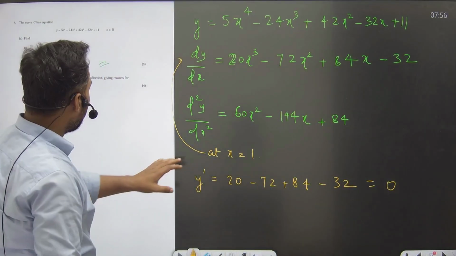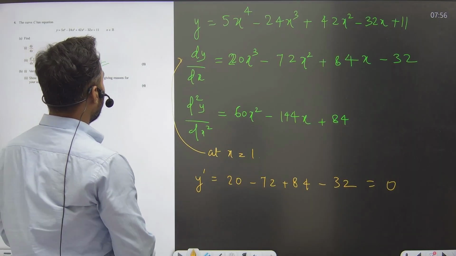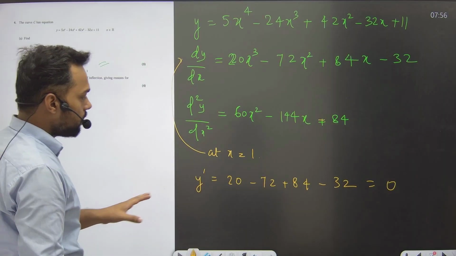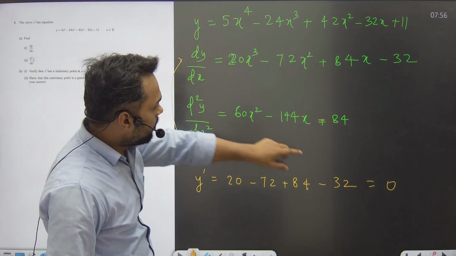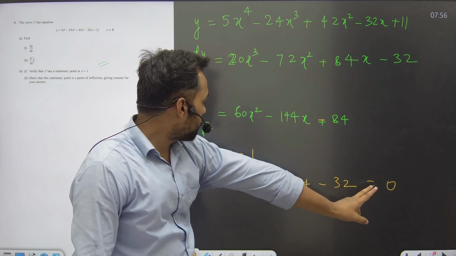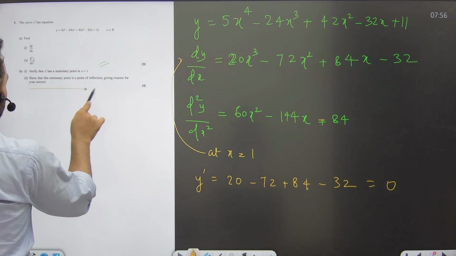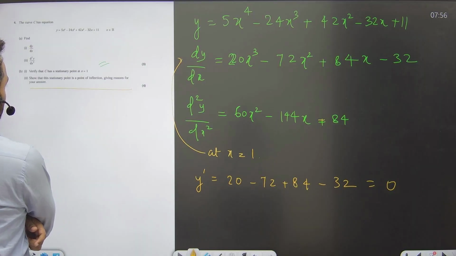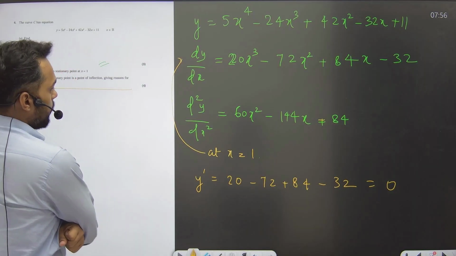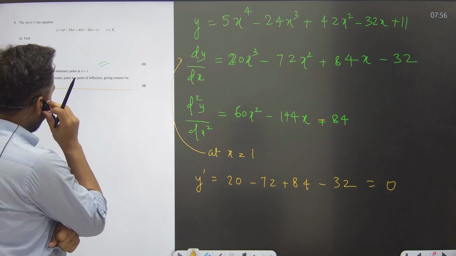So we have verified that C has a stationary point at x equals 1, because after plugging x equals 1 into the derivative of this function y, we are getting 0. So it has a stationary point. Now show that this stationary point is a point of inflection, giving a reason for your answer. Okay, we need to show that this point is a point of inflection.